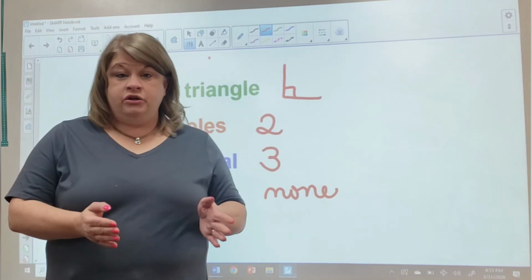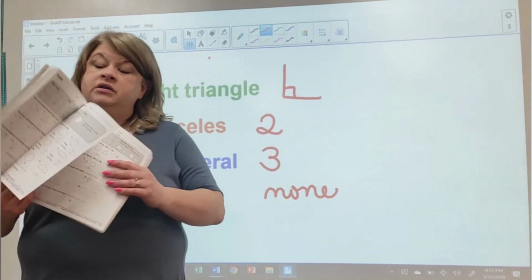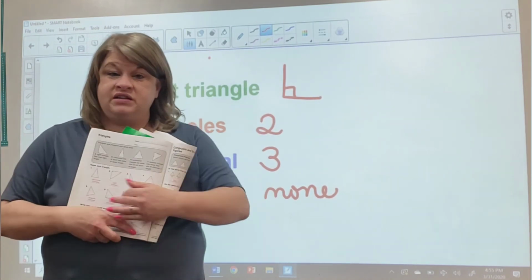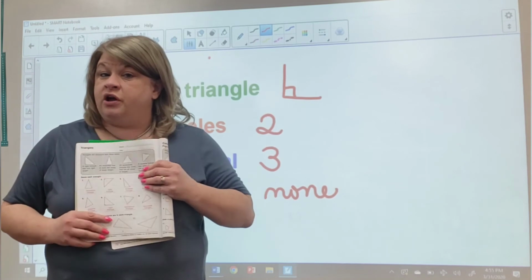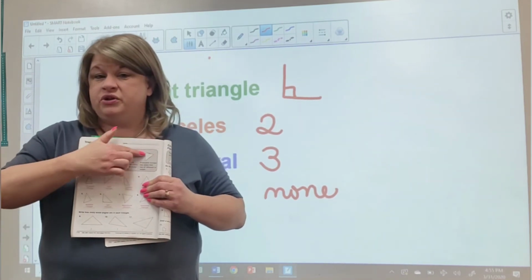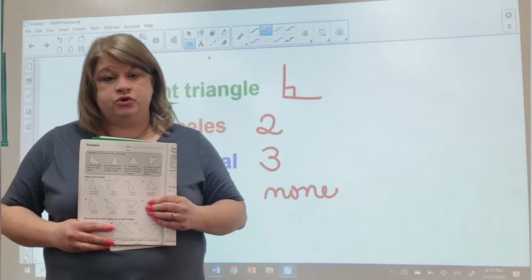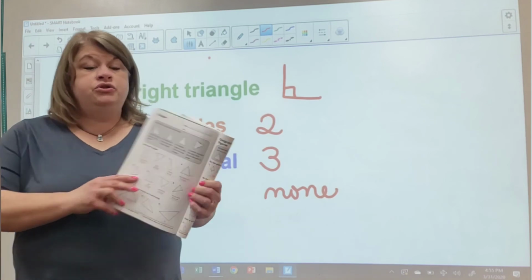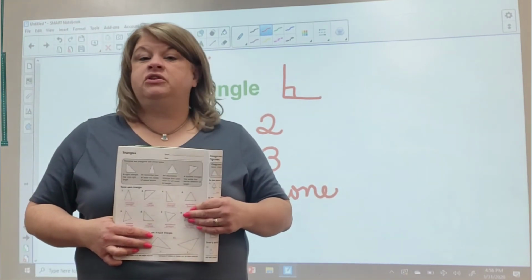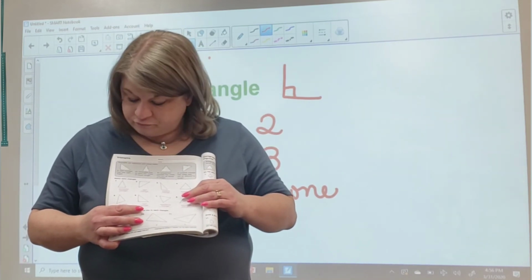All right, what I would like you to do now is to take out your worksheet. This worksheet is page number 114. It looks like this. It says triangles on the top. You can keep your book out if you want, but there's also some clues up here to help you to decide what kind of a triangle it is. As you do this page, you're going to have to be a good investigator. You are going to have to look carefully. Look at the clues, see how many sides are the same.